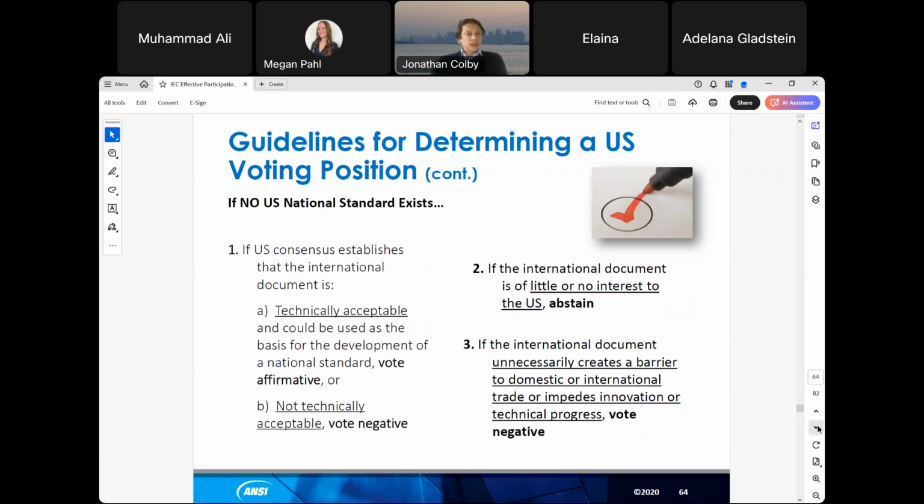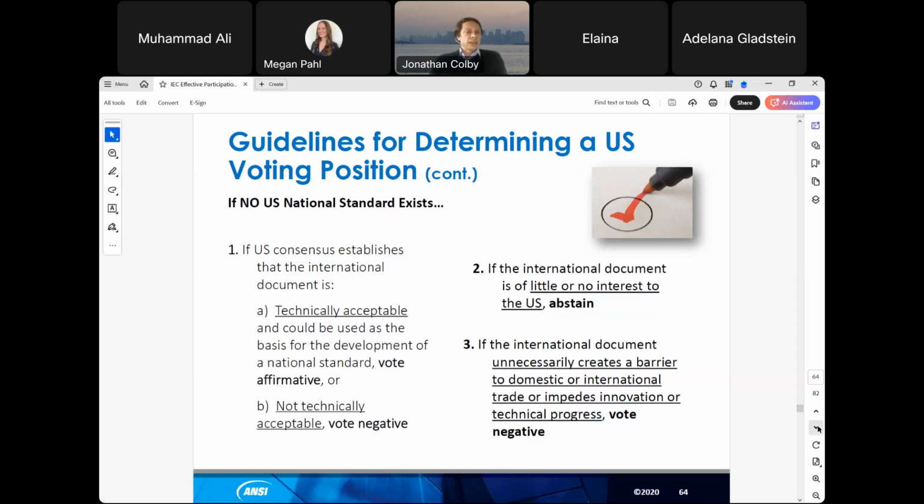Now, if no national standards exist, then a US consensus establishes that the international document is technically acceptable and could be used as the basis for the development of a national standard. You're encouraged to vote affirmative. But if the international standard is not technically acceptable, you're encouraged to vote negative.